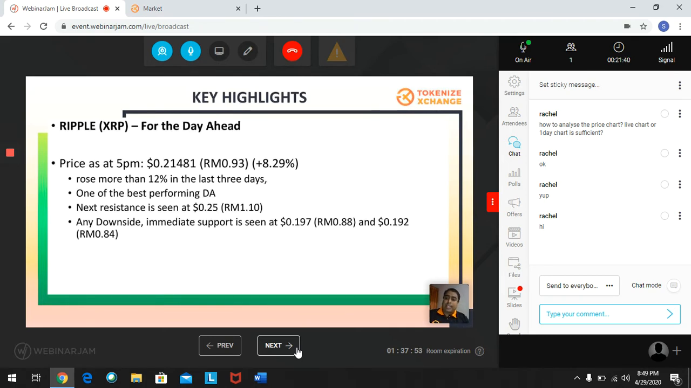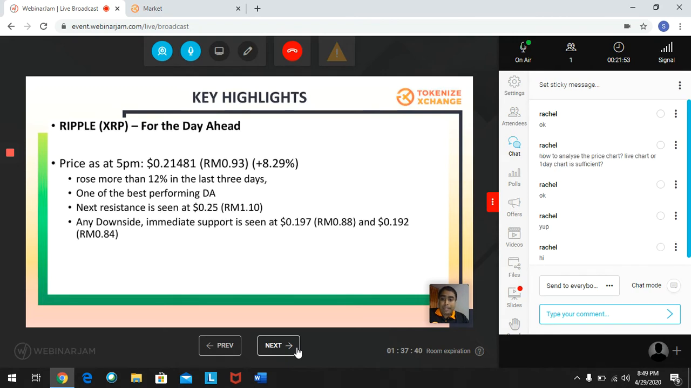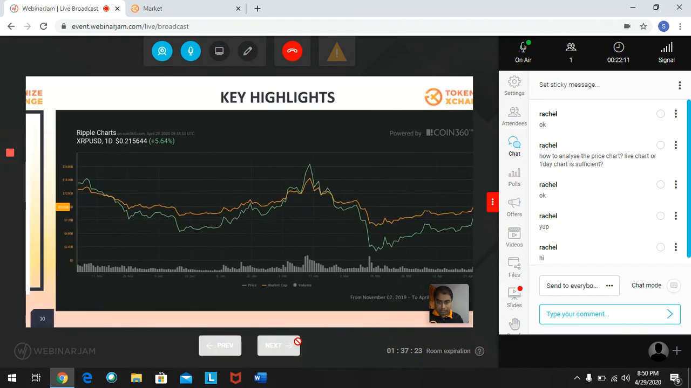So okay, the next target level for Ripple is basically at 25 cents. That's around 1 ringgit and 10 cents Ringgit Malaysia. Okay, so I think it's very strong momentum for Ripple. And for any downside, I would say probably Ripple might correct. If there is any correction, it will probably correct around 88 cents or 84 cents Ringgit Malaysia.